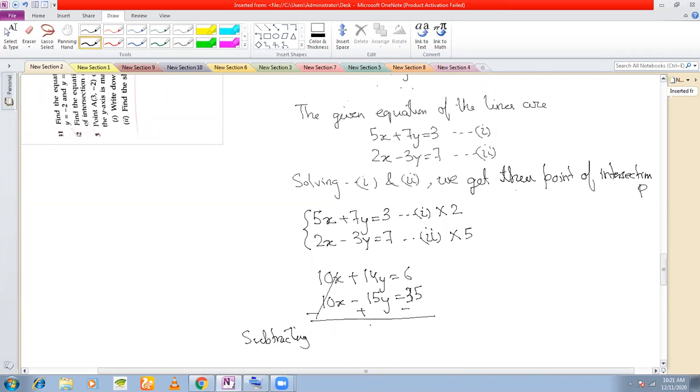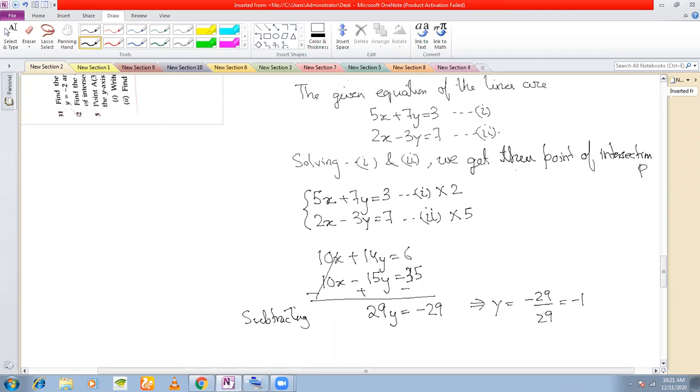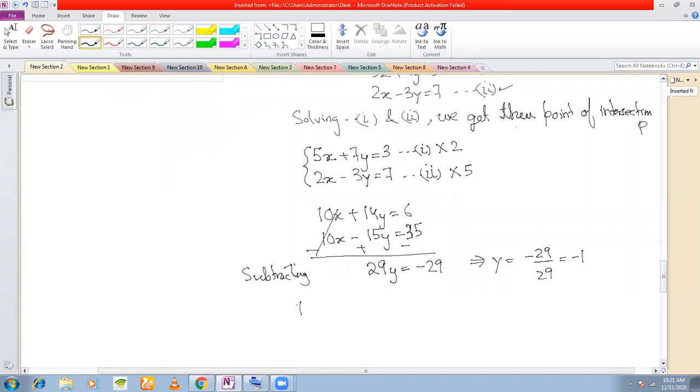Cancel this. We get 29y is equal to 6 minus 35, which is minus 29. That means y is minus 29 by 29, which is minus 1. Now you put the value of y in any of the two equations. Equation 2 has lower coefficients, so let us put it in that. Putting y is equal to minus 1 in 2.